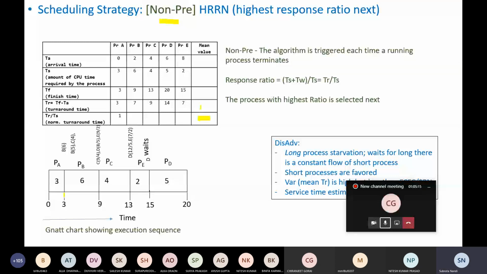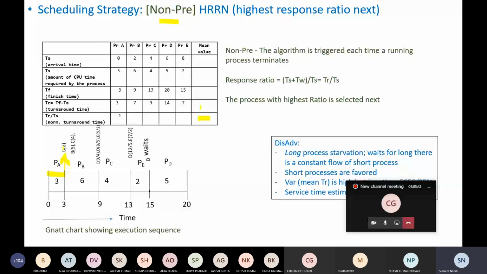So if I just execute this, process A requires 3 units of time, and you cannot preempt, you need not run the algorithm in between. So at time t equals 3, you run the algorithm, and what you find is B is the only one waiting. You can calculate its response ratio. I have not calculated it, I will make the change, but this is trivial. So B is scheduled, ignore this part.